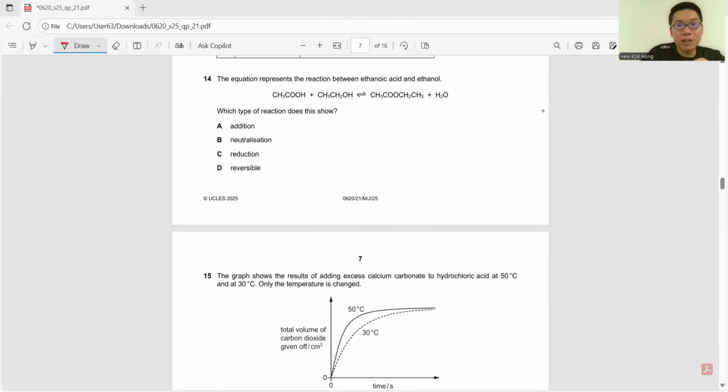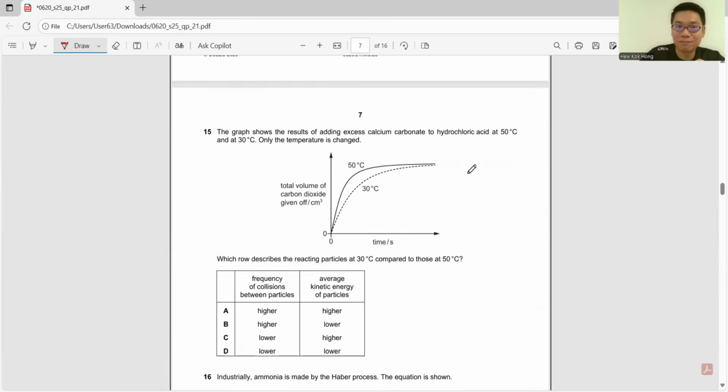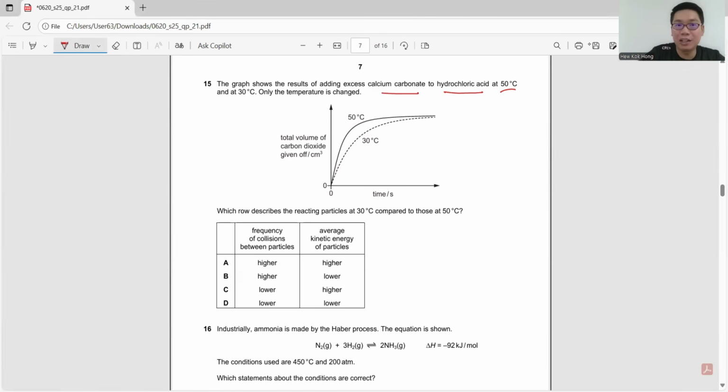14. The equation represents the reaction between ethanoic acid and ethanol. Which type of reaction does this show? Reversible reaction. It does not mention neutralization or reduction, so we can only choose D as correct for this. 15. The graph shows the result of adding excess calcium carbonate to HCl at two different temperatures. Only the temperature is changed.